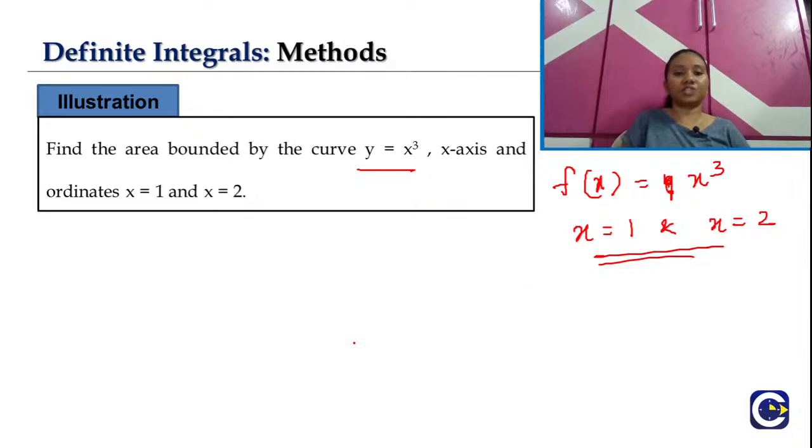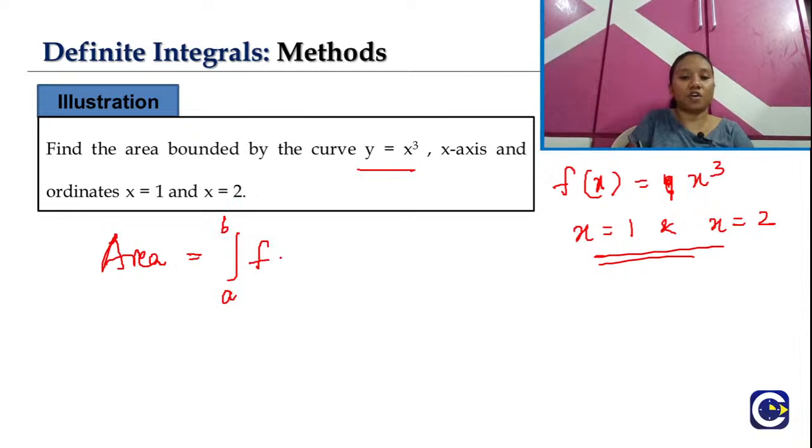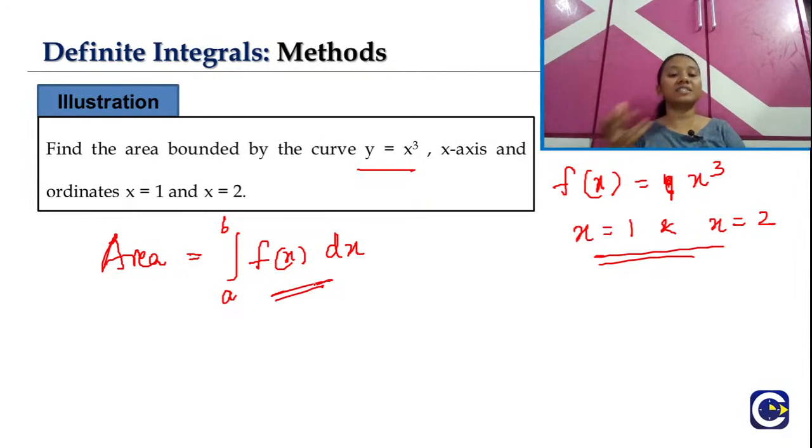Come on guys, quickly. Just now we have seen the formula which we'll be using for area bounded by a curve with x-axis: integration with limits a to b of f of x dx. You guys know how to do this integration because it is nothing but simple definite integration, which we have seen.